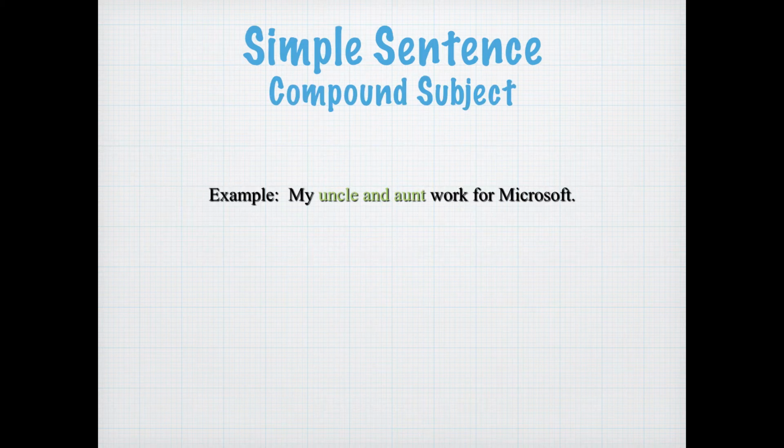However, here's a caveat. We're still talking about a simple sentence, an independent clause. You might see instances where you have a compound subject. My uncle and aunt work for Microsoft. It's still a simple sentence. However, you have two subjects. This is important later, so you don't want to confuse this for a compound or a complex sentence. We're still looking at a simple sentence.